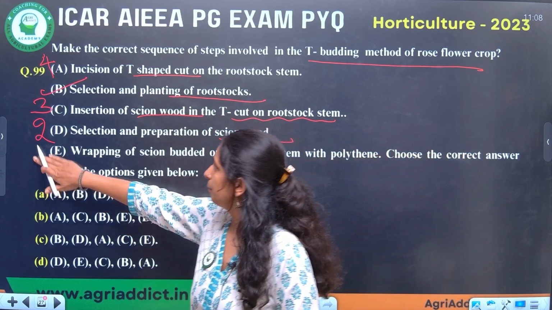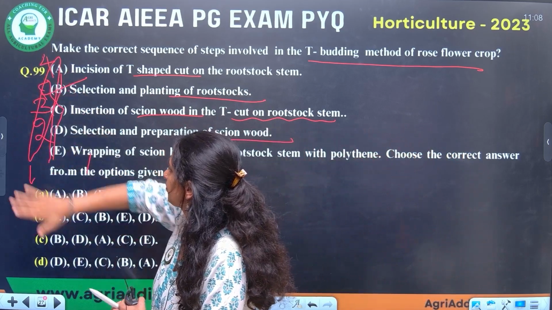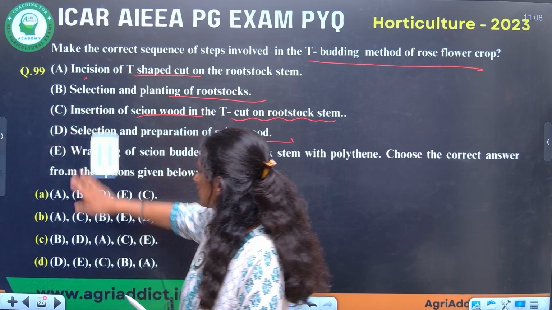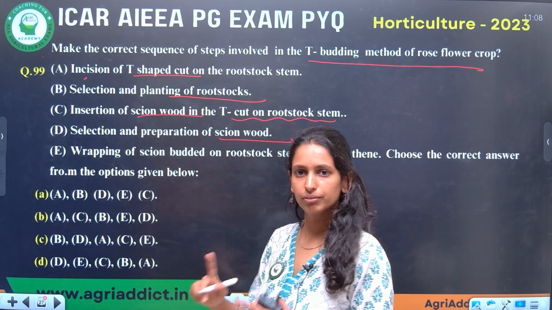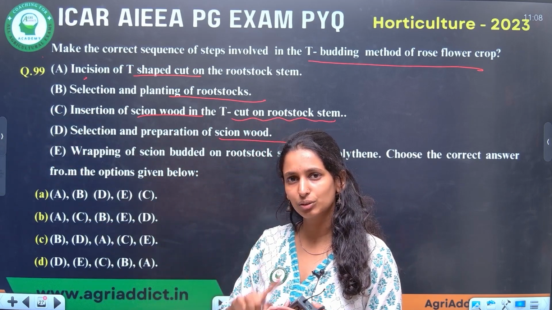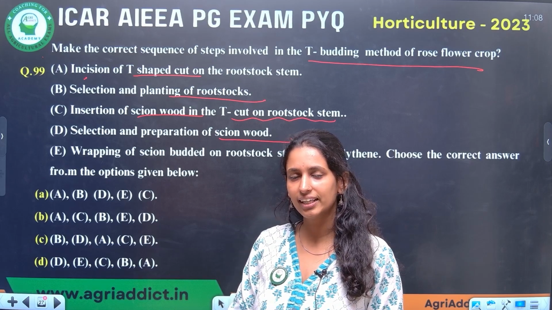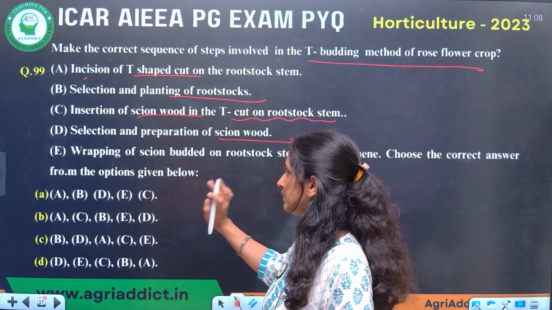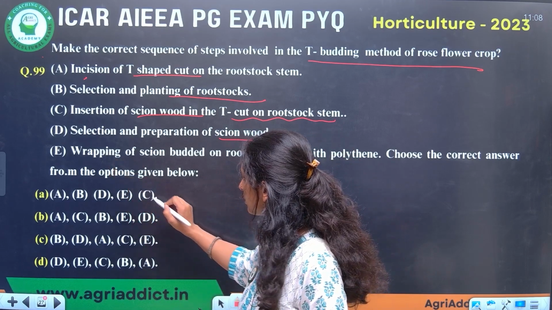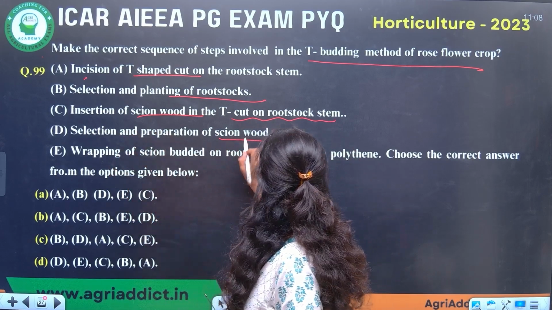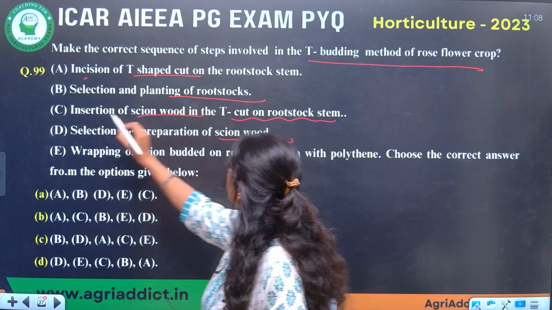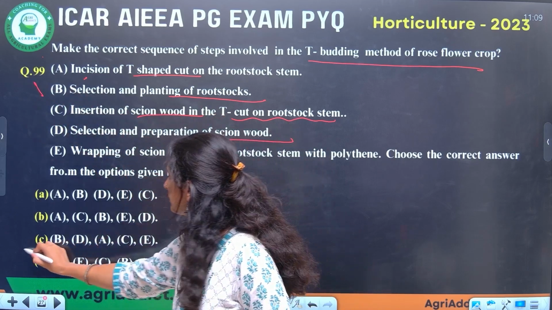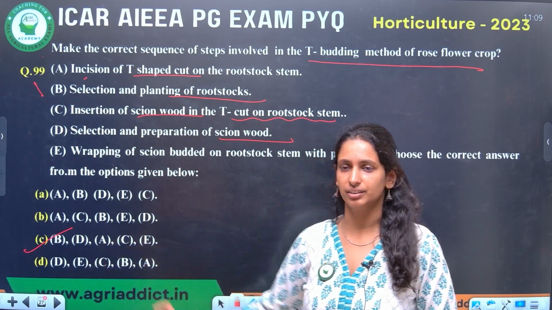So I will be telling you in the option. The first step, selection of rootstock, then selection of scion, then giving the T cut, and then incision, then you will be wrapping. That's it. So the right option is here. C is the right answer.